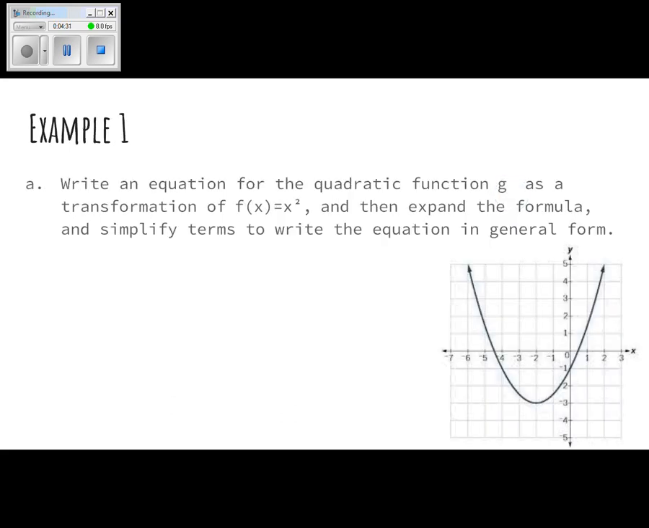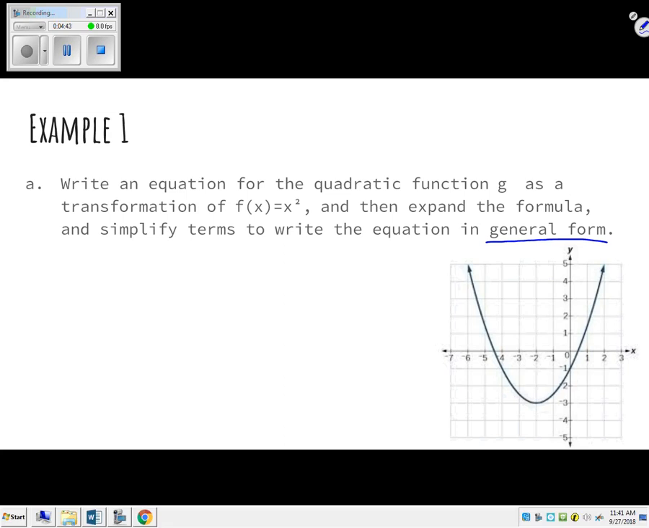So they're going to give me a graph, and it is my job to write an equation for this in general form. What's general form? I'm going to start off with my f of x equals x squared. I'm going to write this so it looks halfway familiar to you. Remember whenever we had to expand everything out? Yeah, it's exactly what I'm going to do here.